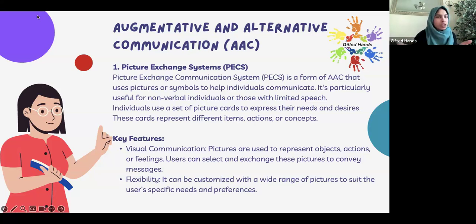So we have the key features: visual communication. They look and they understand what it is that they want to ask from you, and they show it to you so that you also get a clear idea. And it can be customized, flexibility. It can be customized with a wide range of pictures. It's not mandatory that you focus on a particular need or topic when using the PECS system for a child. So if you want to make a PECS card for places the child wants to visit, you can do that. You can make 6 cards: park, school, therapy, tuition, mall. So it's flexible. You can create the PECS card for your child.